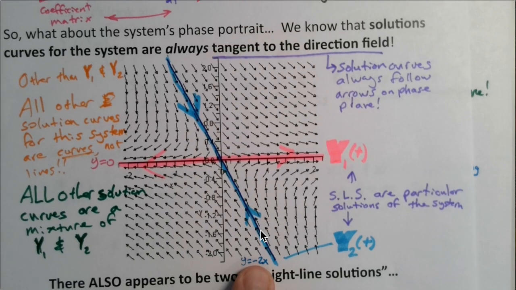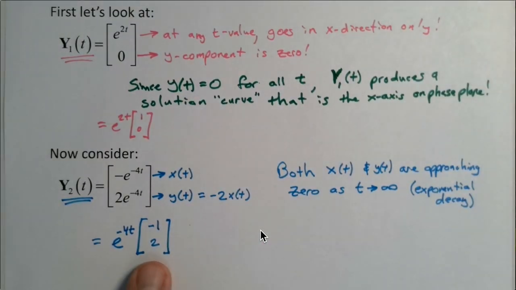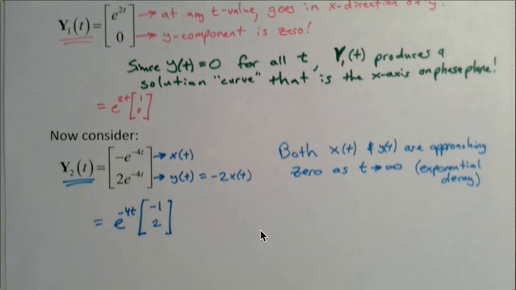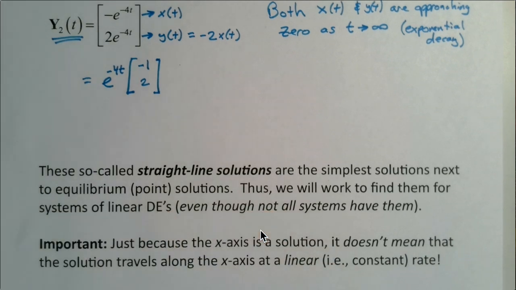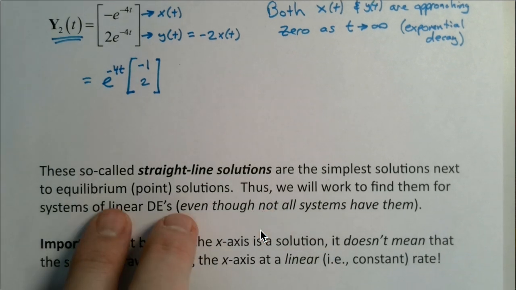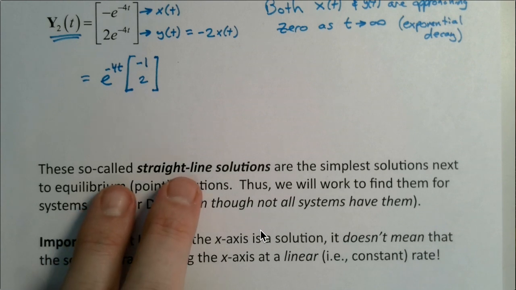Remember when we wrote that on there, I was identifying this by its direction. And that's exactly what this vector right here is doing. It's identified by its direction. So both of these things, these solutions that we proved, are solutions for the system. These are what we call straight line solutions. And they are basically the simplest solutions right next to the equilibrium point. Now remember, the equilibrium point solution is just the origin. And so that's kind of an easy solution. But these are a little bit more interesting.